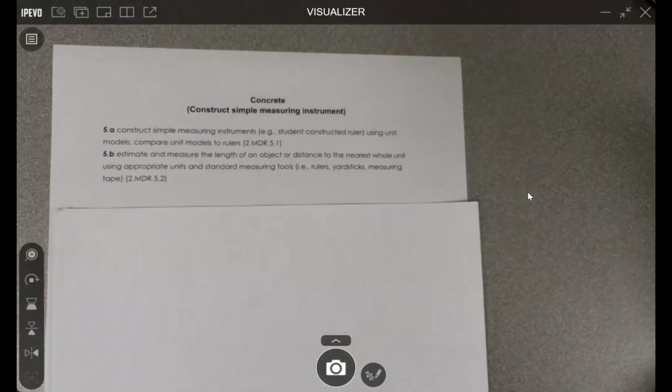We are going to begin by looking at strategies for IOAs 5A and 5B. For these IOAs, students will need to be able to construct simple measurement instruments and discuss how measuring with the iteration of individual 1-inch units, such as 1-inch tiles, compares with measurements using an instrument such as a standard ruler. They will be able to estimate and measure objects and distances to the nearest whole unit using appropriate tools such as rulers, yardsticks, and measuring tapes.